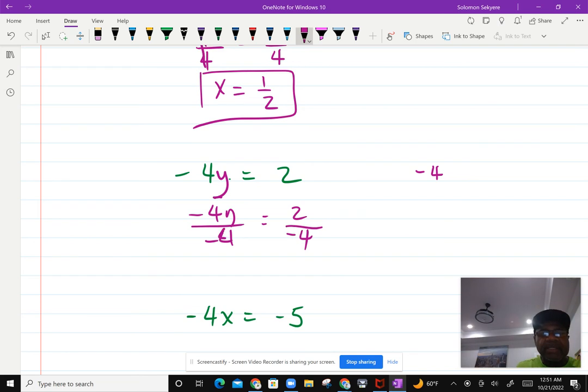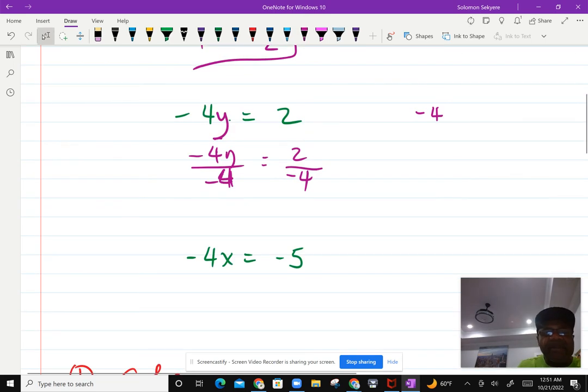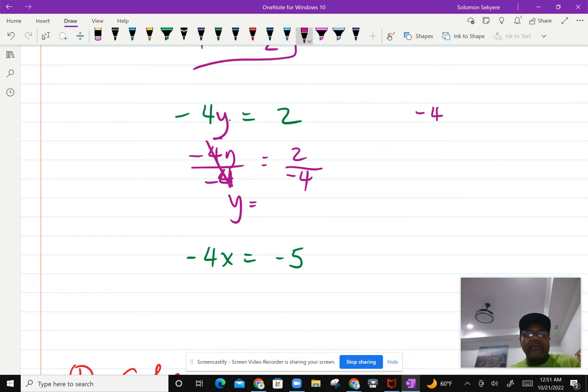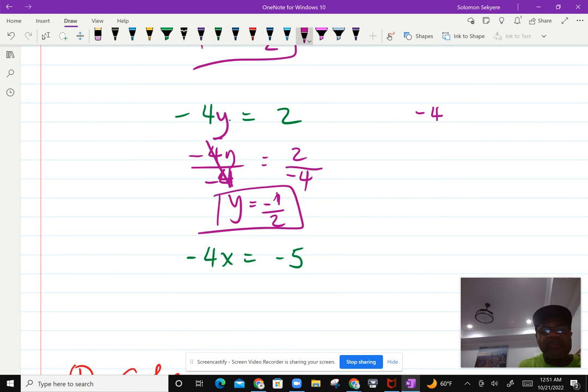Okay, when you do that, do you remember the rules of integer division? Negative divided by negative is positive. So you have y equals, what is 2 over negative 4? Positive divided by negative becomes negative, it is negative half. So follow the rules. As long as you're following the rules, do not be afraid.